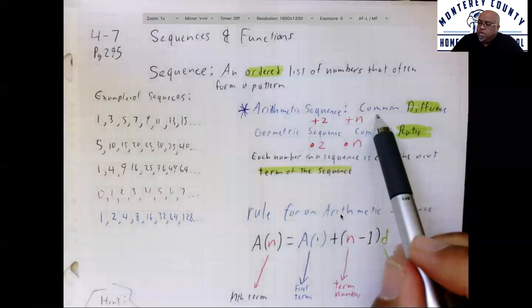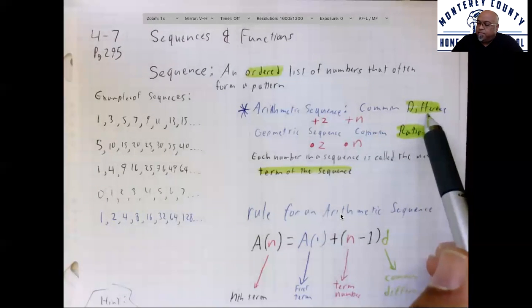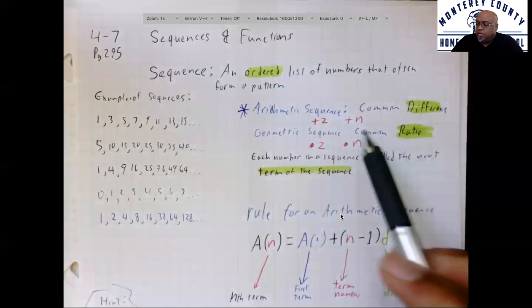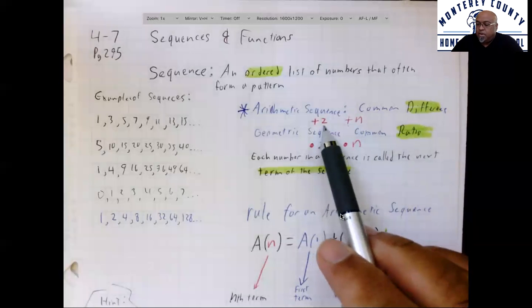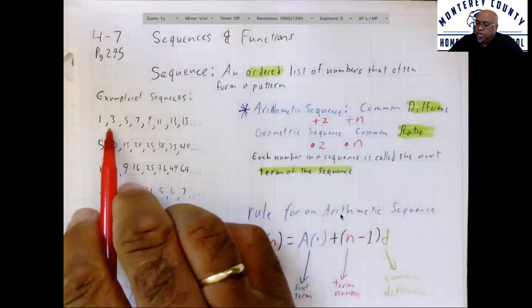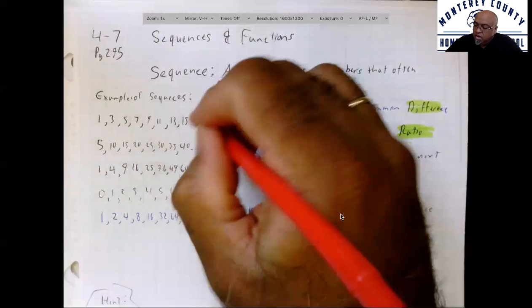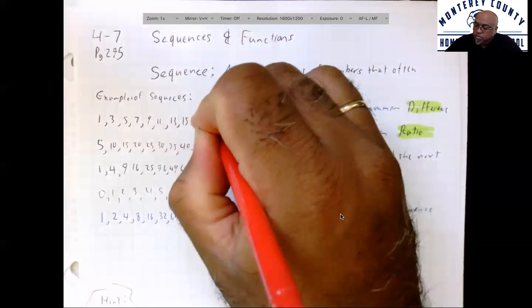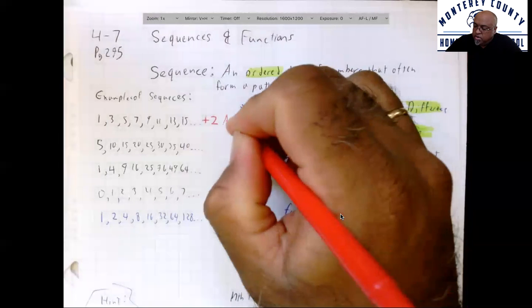Either way, an arithmetic sequence has a common difference. What do I mean by that? To get to the next term, you add the same number over again. I used n for the word number. So for example, that could be plus 2. Now let's take a look at the sequence that we have here. 1 plus 2 is 3. 3 plus 2 is 5. 5 plus 2 is 7. So our rule here would be plus 2. So this would be an arithmetic sequence.